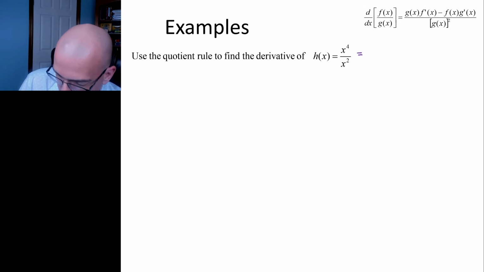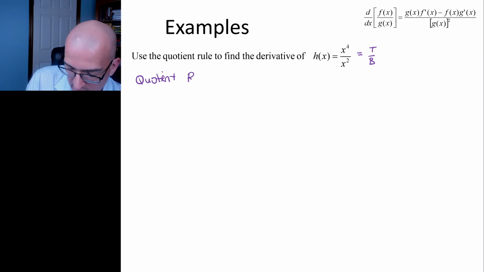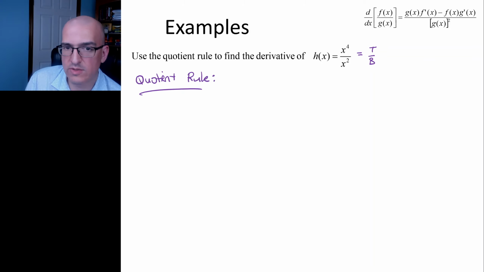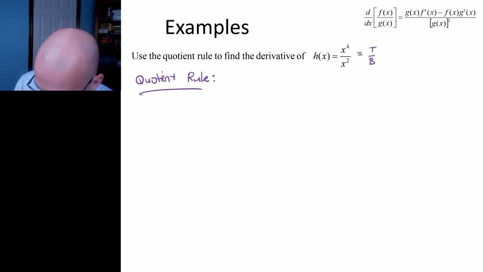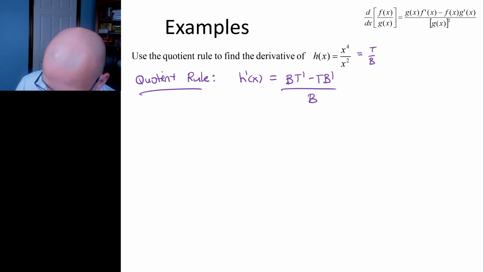Okay, so I'm going to call this the top function over the bottom function. Then the quotient rule says, the hand goes up, do I need to write quotient rule if I use the quotient rule? No, please don't. It's okay if you do though. So the quotient rule says that h prime of x is b t prime minus t b prime all over b squared.